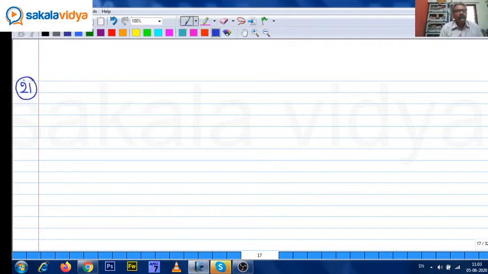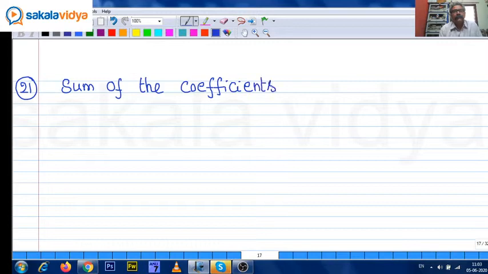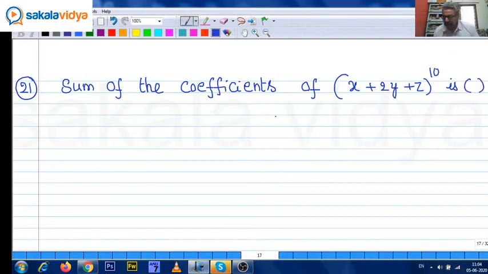Question number 21. Sum of the coefficients of (x plus 2y plus z) whole to the power of 10 is: first option 4 to the power of 5, second is 5 to the power of 4, third is 4 to the power of 10, fourth is 10 to the power of 4.